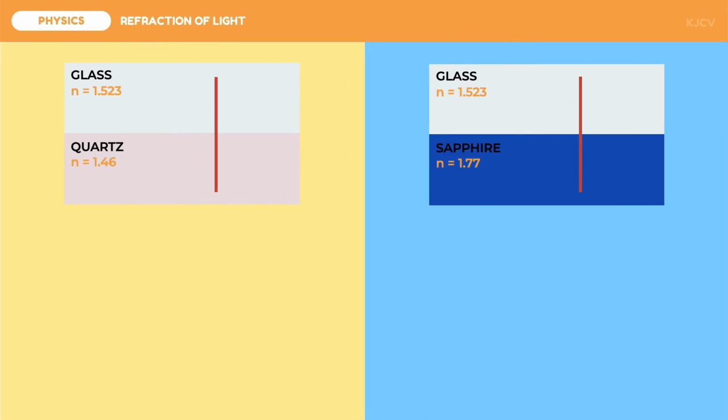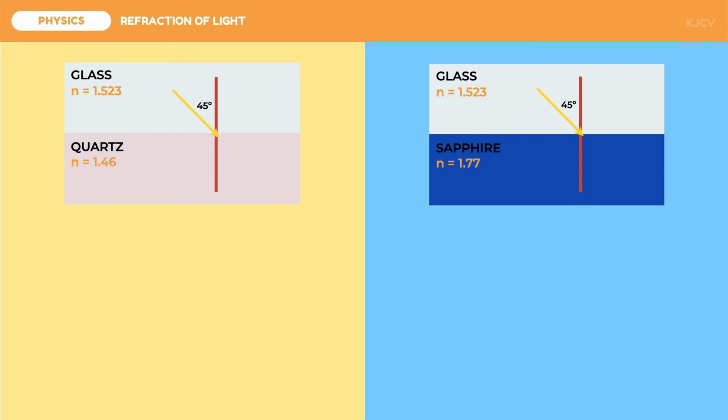In these two setups, glass, which has an index of refraction of 1.523, stays on top of quartz and sapphire with indices of refraction of 1.46 and 1.77 respectively. To compare how the angle of refraction is affected by the index of refraction, we are going to use the same incident angle. Here, the light ray will hit the refractive boundary at 45 degrees from the normal for both setups. Using the previously derived formula, let us solve for the angle of refraction on the glass to quartz layers.